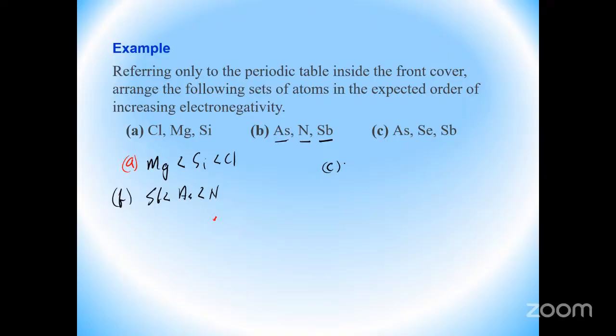And then the last one, C: arsenic, selenium, and antimony. Okay, so let's see here. Arsenic is to the left of selenium, and antimony is below arsenic. Okay, so of these three, which would you say would be the one with the lowest electronegativity value?